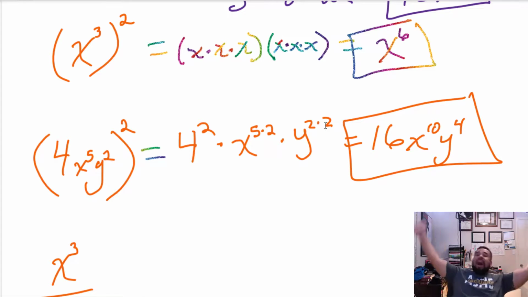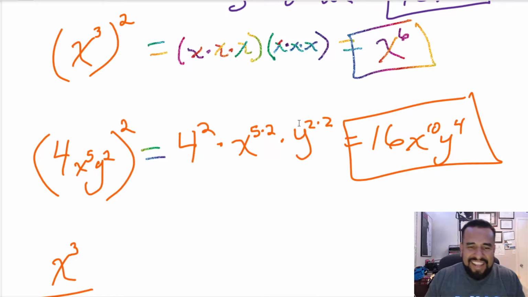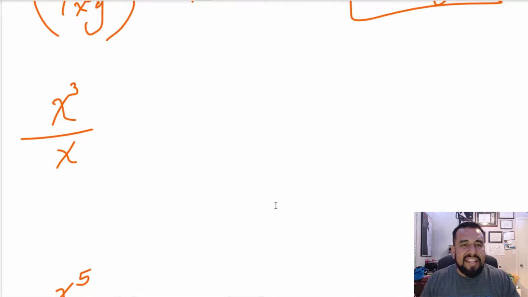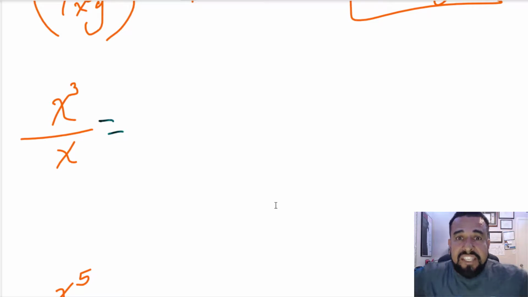And the crowd goes wild. Move on to the next one. Here we go. All right. So what do we got here? We have x to the third. Ooh, we have division, so we moved on to division. This is the easiest, ladies and gentlemen.